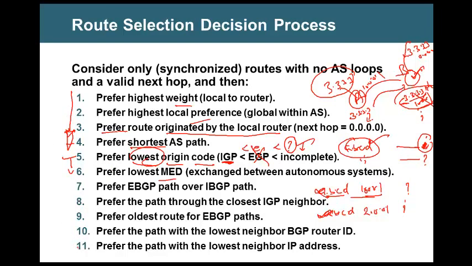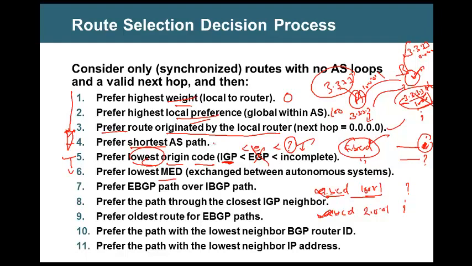So we need to know this in order. When I talk to some people in the USA who interview people for L3 level, they ask these things in order. So try to learn this in order. It's very easy. First it will check weight. If there is a tie in weight, local preference. In both of these, highest is preferred. Default is 0 here, and default is 100 here. If there is a tie in this, locally originated is preferred, then coming from a remote neighbor.